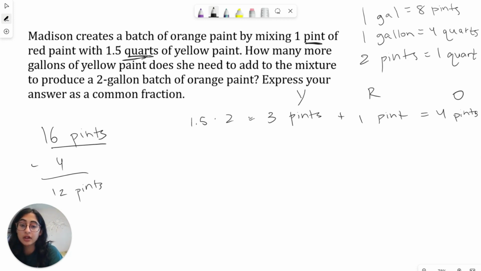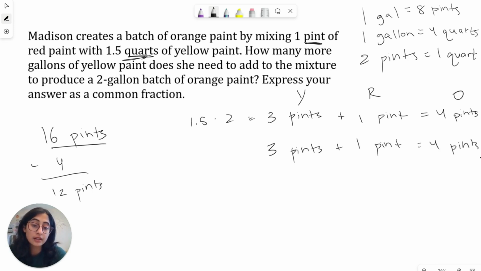So it's asking, how many more gallons of yellow paint does she need to add to the mixture to produce that? So she needs to add 12 pints total. It's asking, how many of those 12 pints are yellow? Since our yellow to red is a 3 to 1 ratio, if we were to add this ratio again, 3 pints of yellow plus 1 pint of red, that would be another 4 pints. And if we were to do that again, 3 pints of yellow plus 1 pint of red, that would be yet another 4 pints.